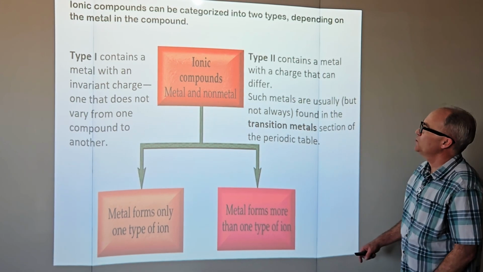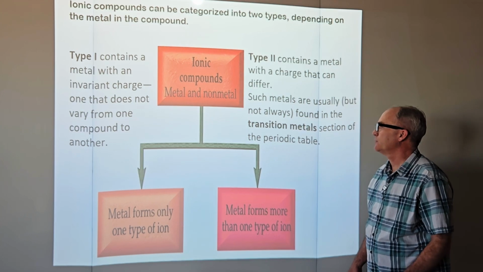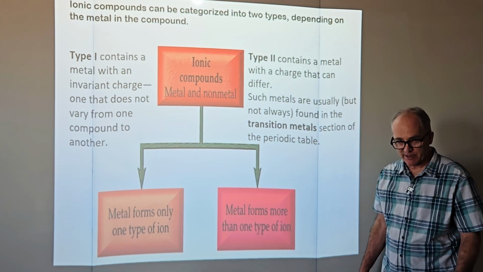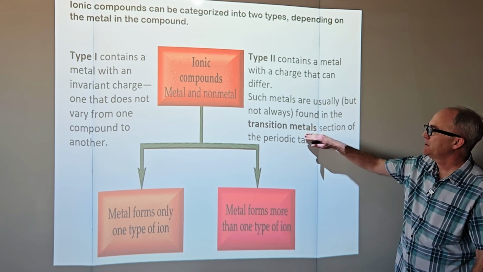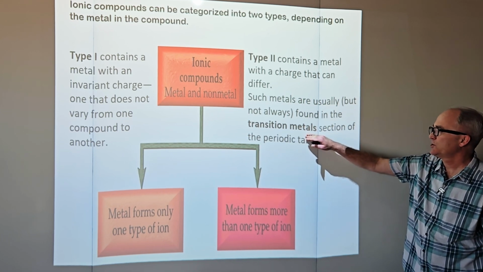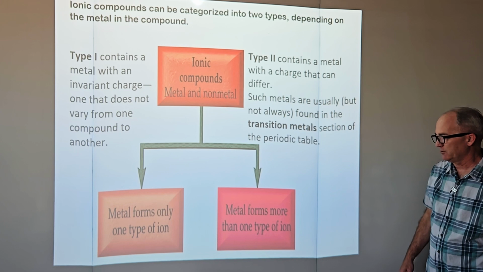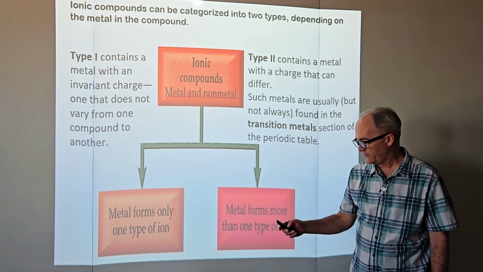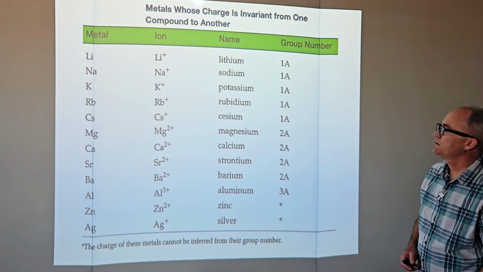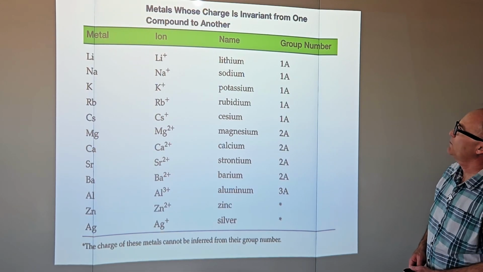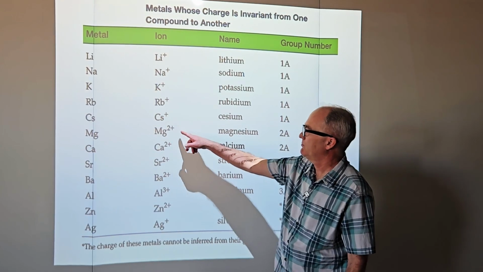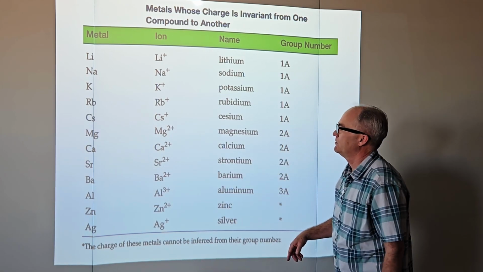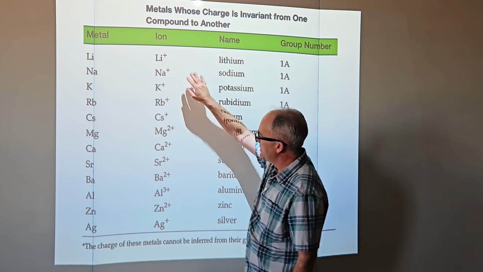All right, type 2 might be something like iron. We have iron 3, iron 2, manganese 2, manganese 3, manganese 4. These are in that D block, or what we might say the transition metals section of the periodic table. Metals that form more than one type of ion, and metals that form just one type of ion. So here are the metals that just form one type of charge. Magnesium, always +2. Everything in that second column is always +2. Everything in the first column is always +1.